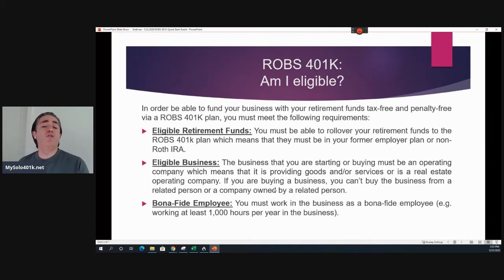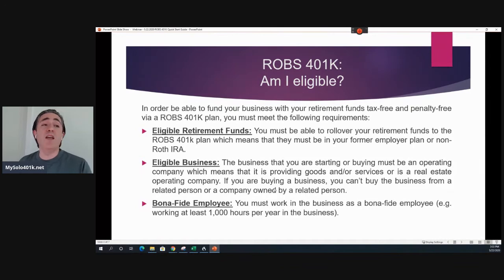In other words, if your money is in a Roth IRA, or if your money is in your current employer plan and you're not going to quit your job in order to pursue this business opportunity, you're not going to be able to roll over your retirement money. So it's got to be in your former employer plan or a non-Roth IRA. If it's in your current employer plan, the only way you're really going to be able to access it is if you've rolled it over from a previous plan to that plan, or you're over 59 and a half.